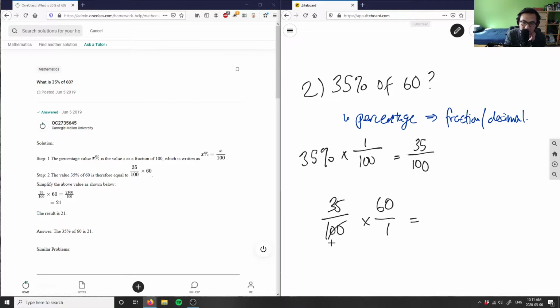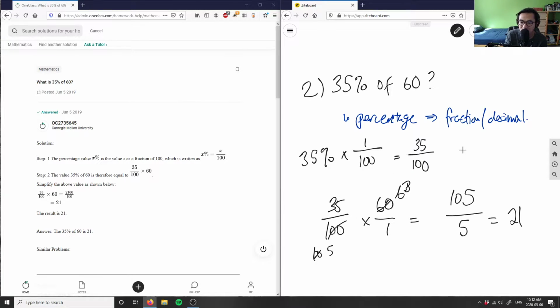I can cancel out these terms here. So I have a 10 here and a 6. I can cancel this again to a 5 and a 3 here, right? I'm dividing both sides by 10 here. So I get 10 and 6, and then I get 5 and 3. So now I have 35 times 3, which would be 105, divided by 5 here, which equals 21. So this here is our answer, which means 35% of 60 equals 21.